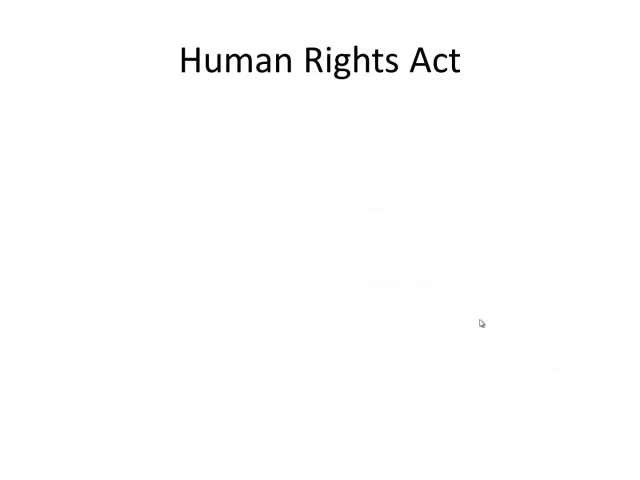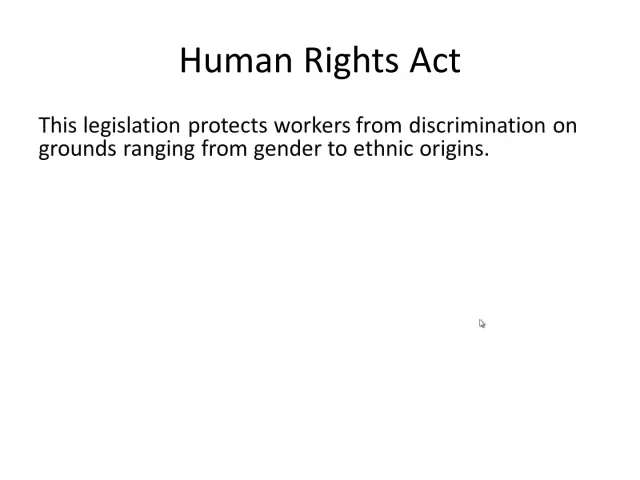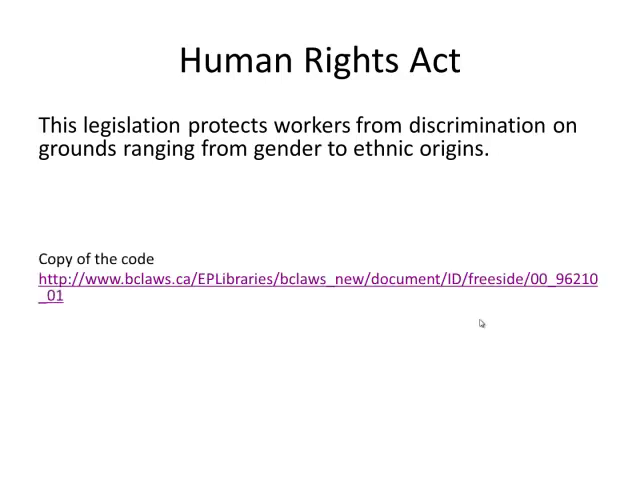So the next piece of legislation is the Human Rights Act, and this legislation protects workers from discrimination on grounds ranging from gender to ethnic origins. Now, it can also be discrimination on the basis of mental or physical disability. So basically, it's anything that the Charter of Rights and Freedoms protects. The Human Rights Act should also protect from discrimination against that. A copy of the code is available on this link here.